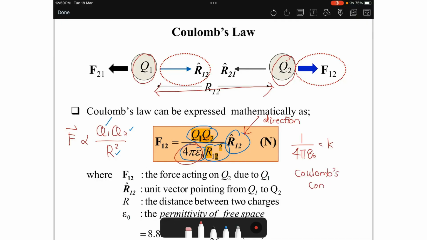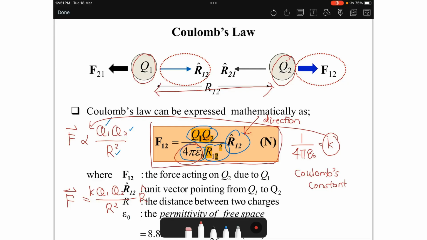Coulomb's constant. So we can take this K and replace it here. The equation will become F equals K Q1 Q2 over R squared, and then unit vector R. So this is exactly the same equation as before, the equation to calculate the force. And one thing, if you observe here, you can see the subscripts. Here you have 1, 2, 1, 2, 1, 2. They are matching each other.